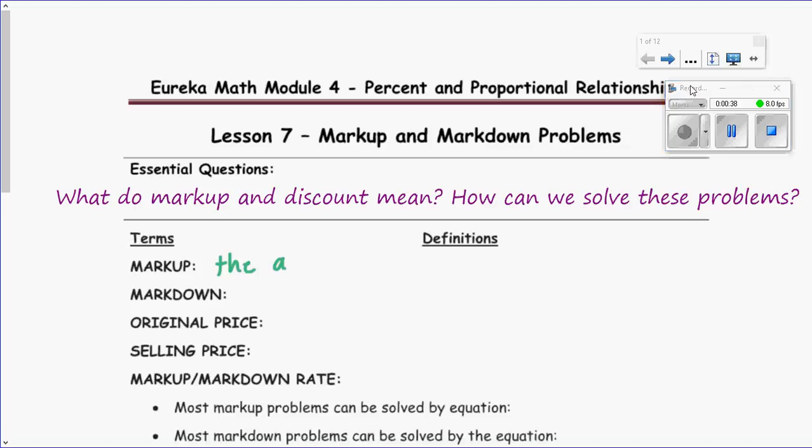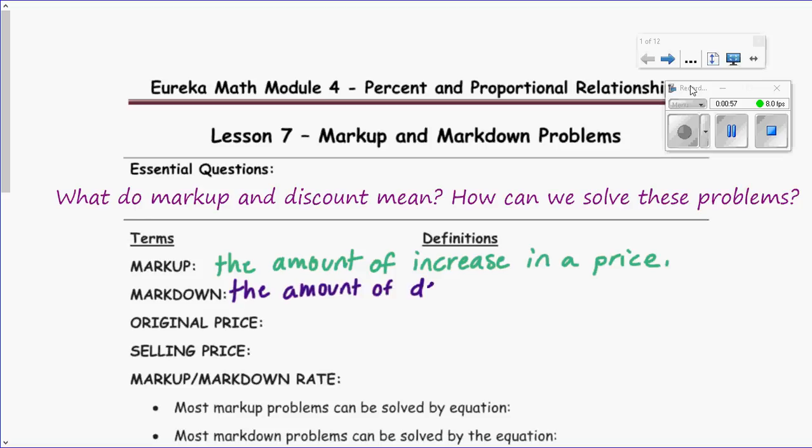The amount of increase in a price. Okay, markdown is the amount of decrease in a price. The original price is the starting price, or what it was before, or what it began as, depending on the problem.